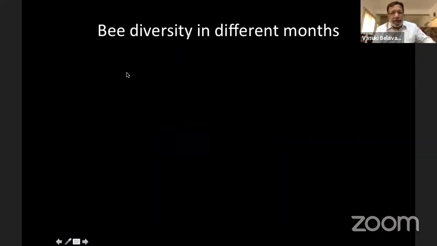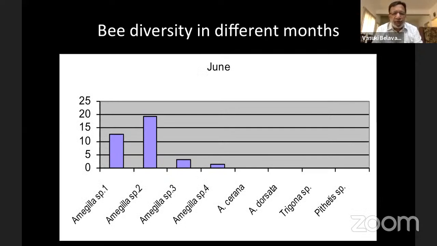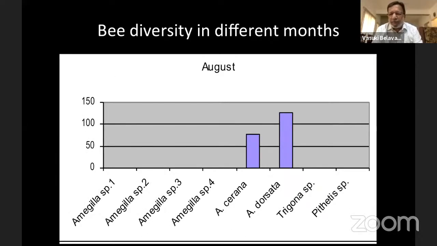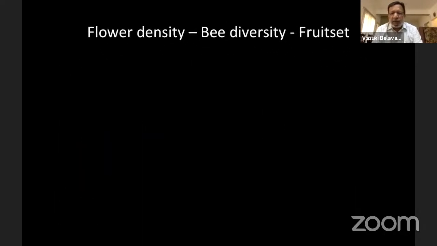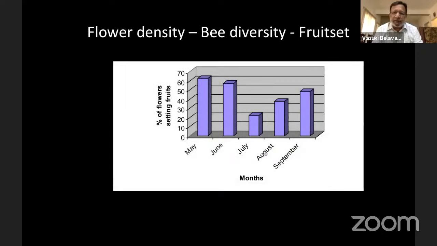Now, if you look at the bee diversity in different months, you see that in the month of May, when the flower density is low, you find Amegilla species 1. There are 4 species of Amegilla we have recorded. Amegilla species 1, maximum numbers you find in the month of May. And in the month of June, you find 4 species of Amegilla, still you do not find cerana there. And in the month of July, you find Apis cerana and very few Amegilla species. And in August, you find cerana and dorsata. Dorsata takes over. And in September, you see again Amegilla species and cerana being active continuously. So the flower density, bee diversity, and fruit set are very interesting.